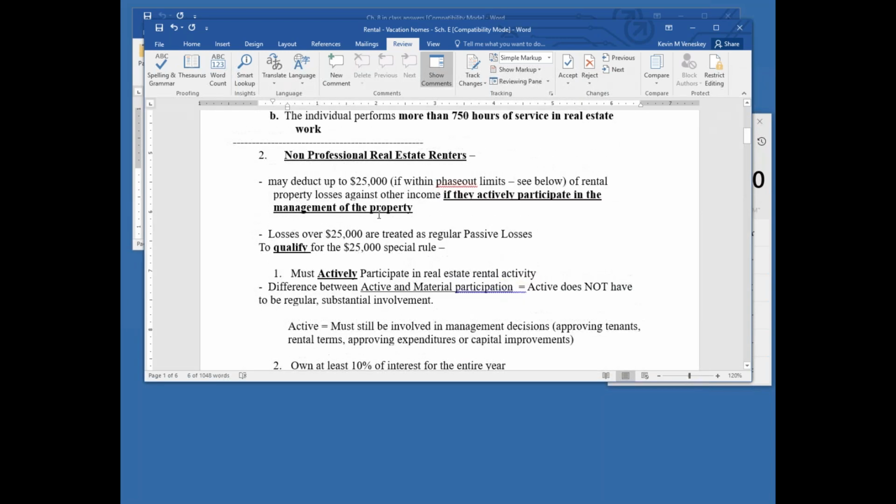Part two, okay, now you're just a regular landlord and you don't do this for your full-time job. You have to file Schedule E, but you are allowed to take some deductions. And you're allowed to deduct, this is a pretty high number, up to $25,000 in losses, subject to the phase-out rules, and we'll see that here in just a minute, as long as you actively participate in the management.